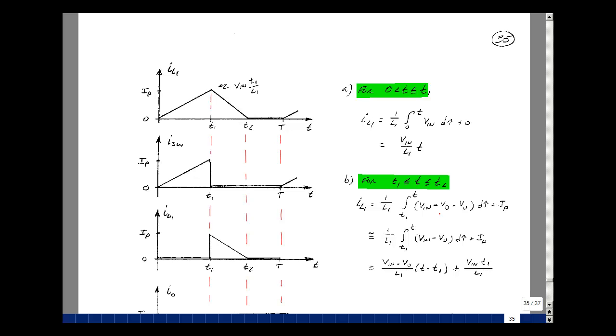Let's again assume that this diode drop is small enough compared to Vin or Vout. Assume this is small enough to neglect. If we do, the equations get a lot simpler.